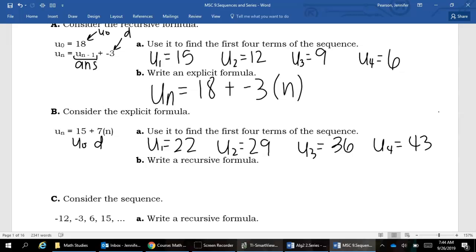And I kind of did this on my own, but the 0 number is right here, 15. And then when I went into the calculator, I put answer, remember this is answer, plus 7.